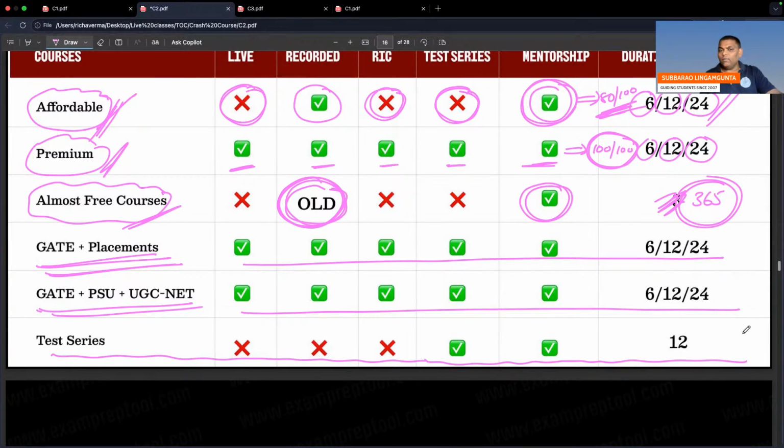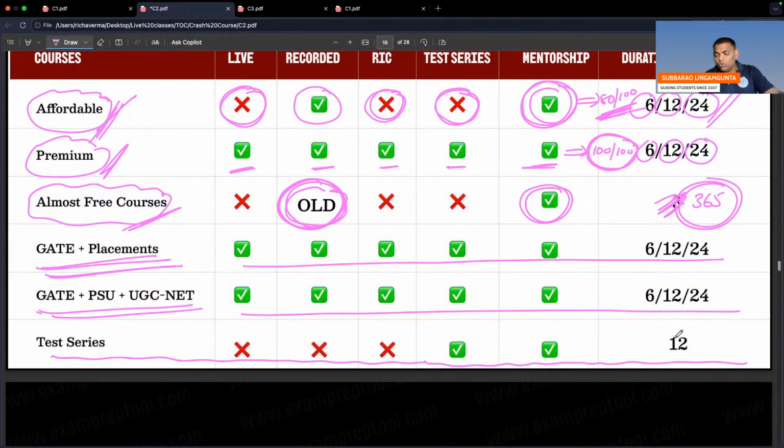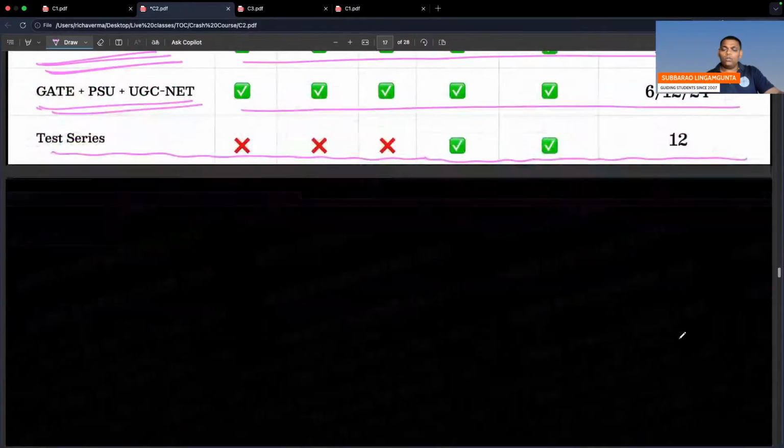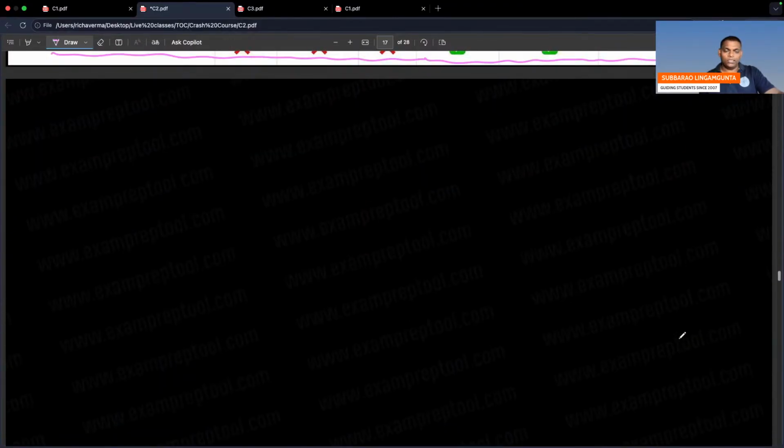Don't spend a lot of money on the courses. 1,000 rupees also is now available. Utilize whatever you want, whatever you want you can take. Right? Now go to the next one.